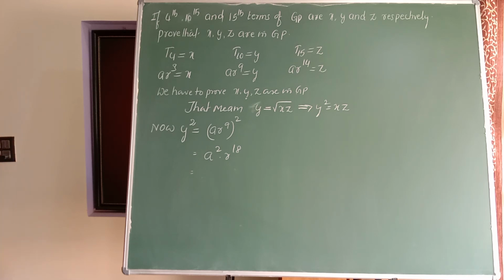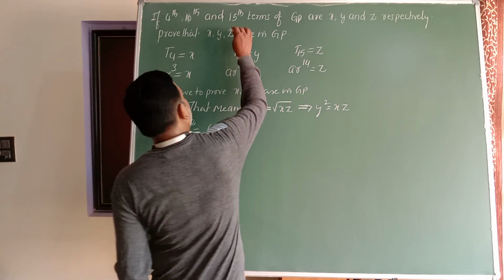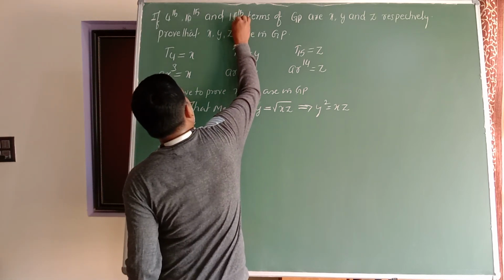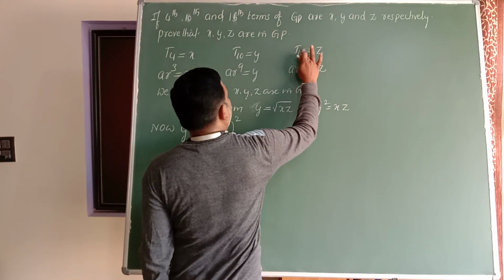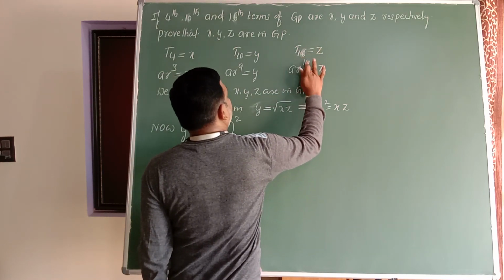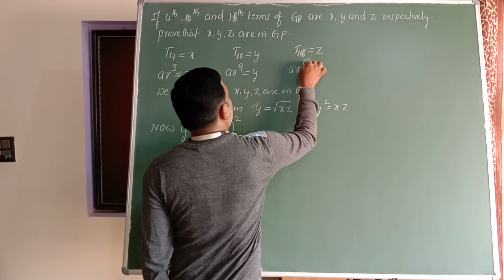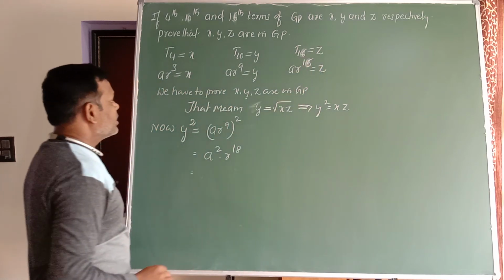Okay, A R cube. The 15th term is A R power 14. 14 plus 3 becomes 17. So maybe it is the 16th term. Sorry, this is the 16th term. So the 16th term can be written as A R power what? 15. Now look at this.